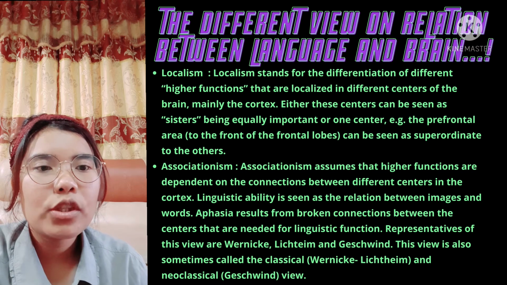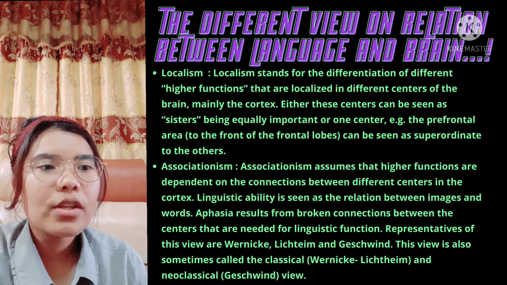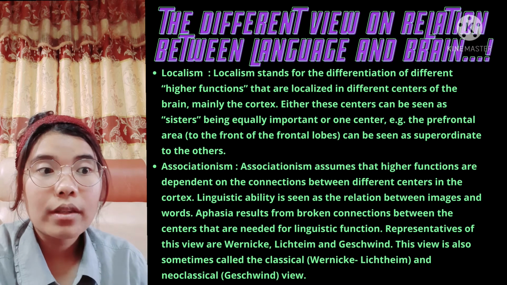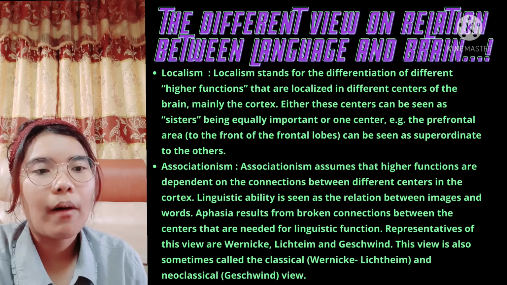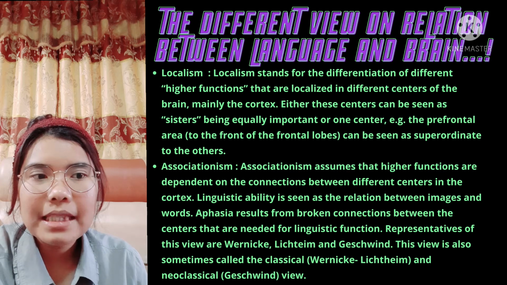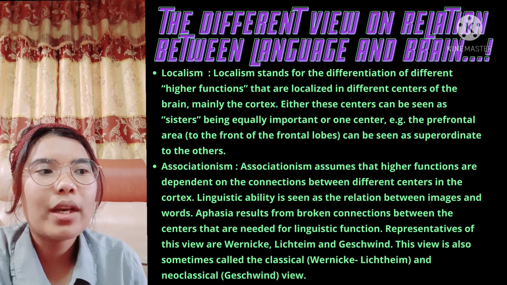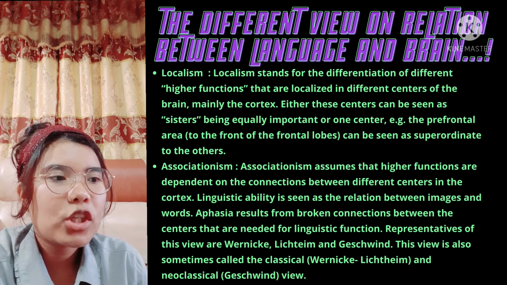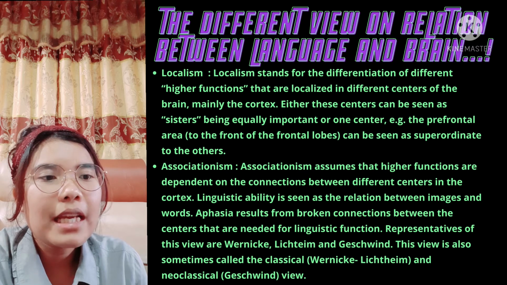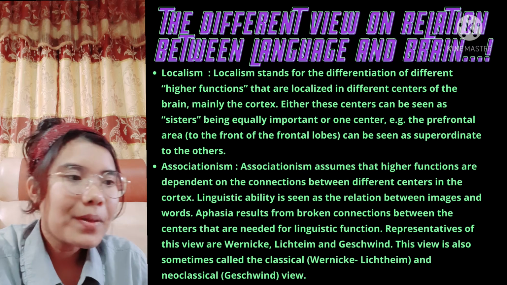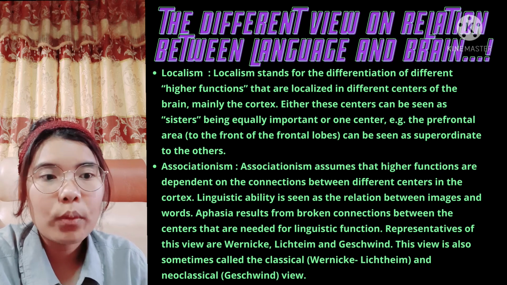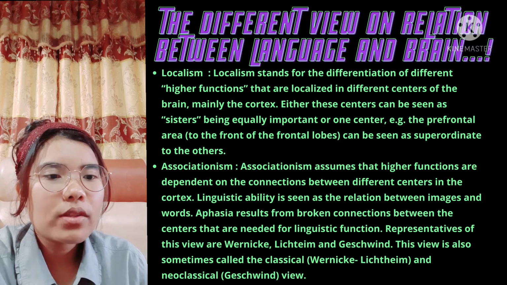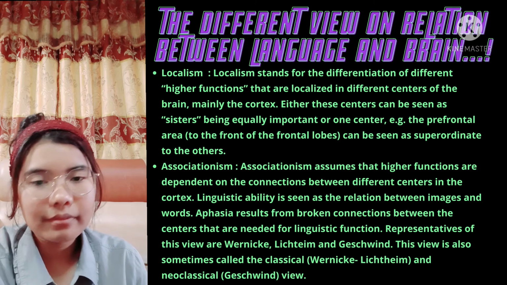And number 2 is association. Association assumes that higher functions are dependent on the connection between different centers in the cortex. Linguistic ability is seen as the relation between images and words. Aphasia results from broken connection between the centers that are needed for linguistic function. Representatives of this view are Wernicke, Lichtheim, and Geschwind. This view is also sometimes called the classical.